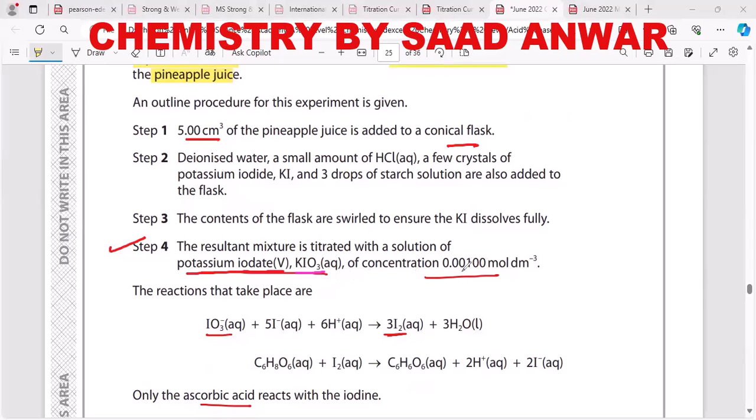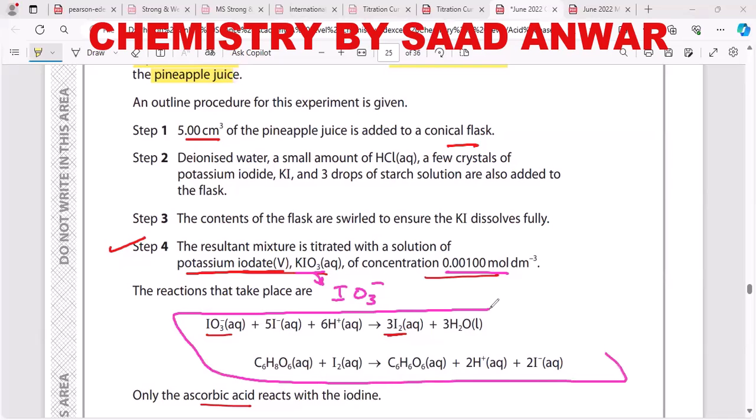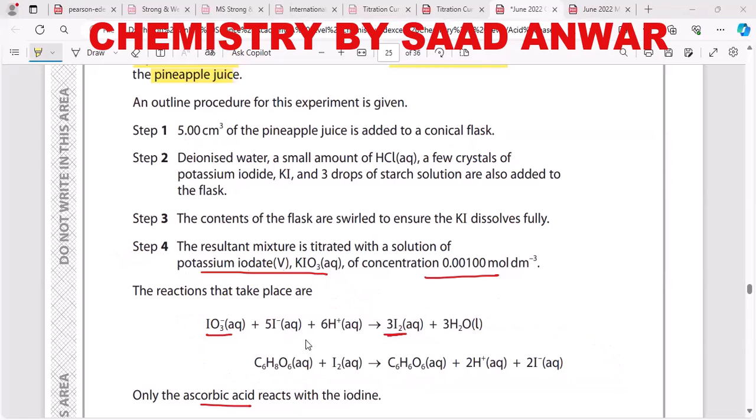potassium iodate having this concentration. Potassium iodate, I can write as iodate ion. So the iodate ion concentration is this. I am noting this because we need this. And we also need to follow both of these equations. These are very important equations to solve that question. Here we need to follow the ratio, like the ratio of iodine with iodate ion.